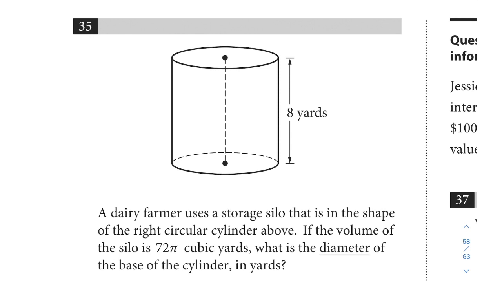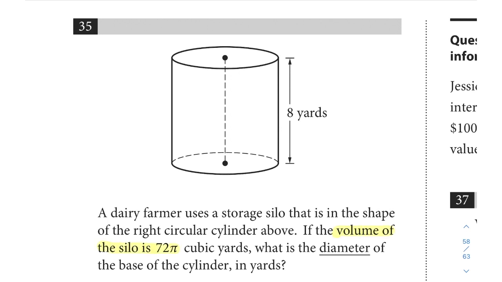Here we're on question 35. It shows this figure of a cylinder and reads, a dairy farmer uses a storage silo that is in the shape of the right circular cylinder above. If the volume of the silo is 72 pi cubic yards, what is the diameter of the base of the cylinder in yards? So they give us a value for volume.